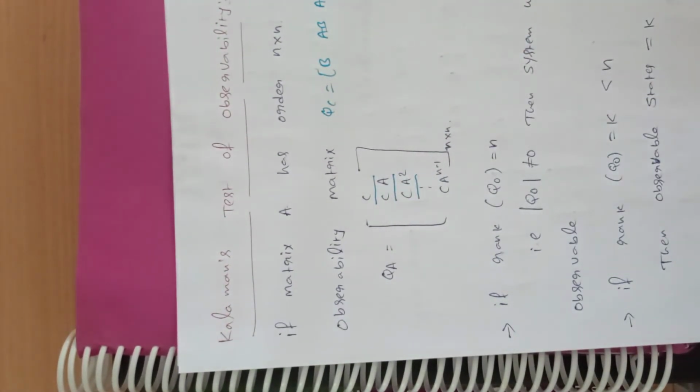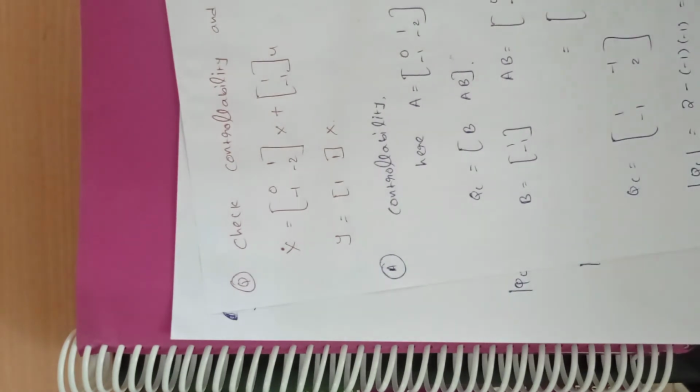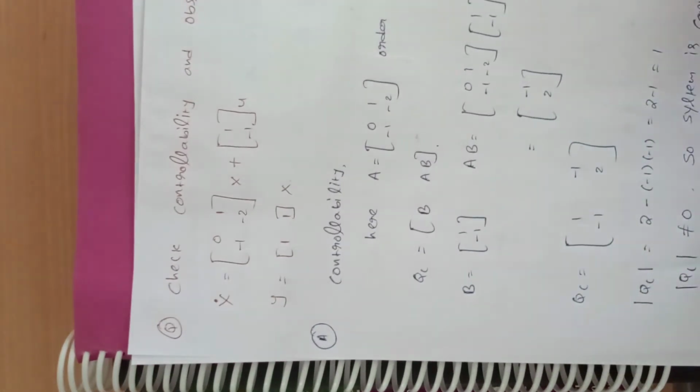And the same procedure: just find the determinant of Q naught. If the determinant of Q naught is not equal to 0, the system is observable. If the determinant of Q naught equals 0, find the rank of that matrix, and the rank will indicate the number of observable states. These are the two tests we use to find system controllability and observability. Now we will solve one problem on this.